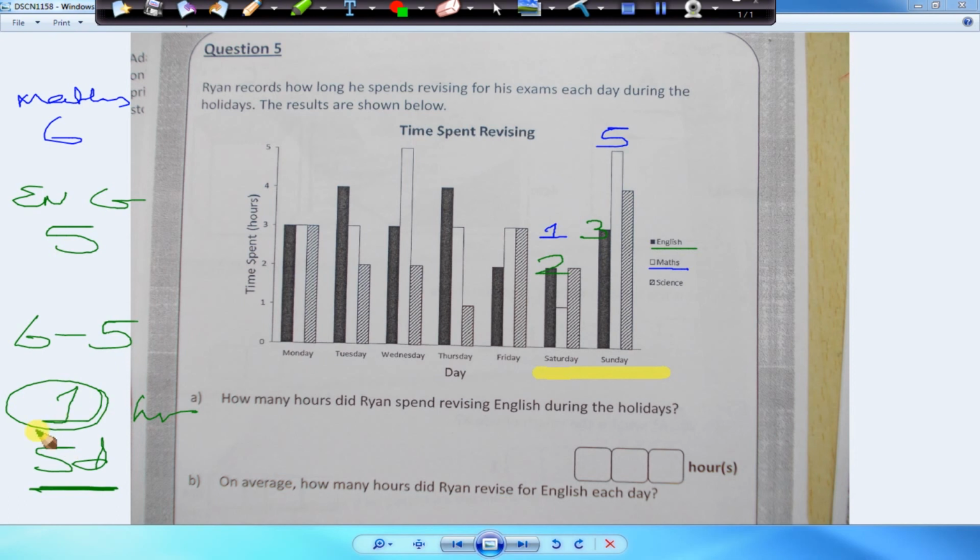Okay, last question, folks. Question E, mark the day which represents the most hours Ryan spent revising. So for question 5E, we're going to go for which day unanimously, folks? Sunday. Excellent. So question 5E is going to be Sunday. Okay, has everybody got that down? Okay, we're done there now, folks. That's lovely.